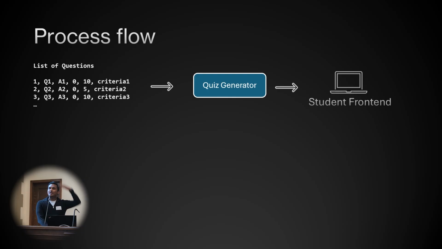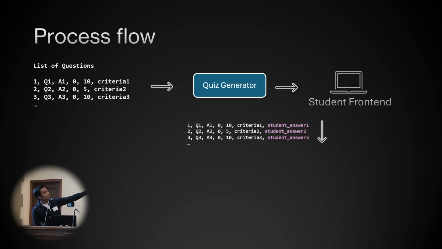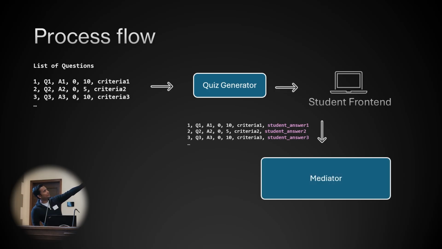We have a list of questions, we create the quiz, and then we present it to the student in a nice way, right? So this is the nicer way that the student would see, and then the quiz generator is actually the student's front end, so it would grab the student's answers, like what you see in pink color, is the student's answer for each of the questions. And then it would put it to a mediator program, right? What's in blue are computer programs that I wrote as part of this project.